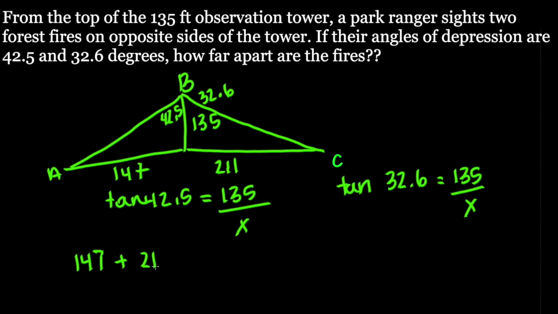147 plus 211 equals 358. So we know that the distance from point A to point C is 358.